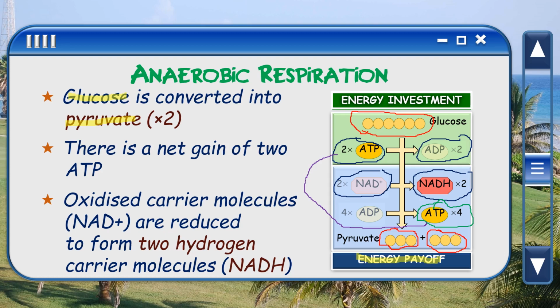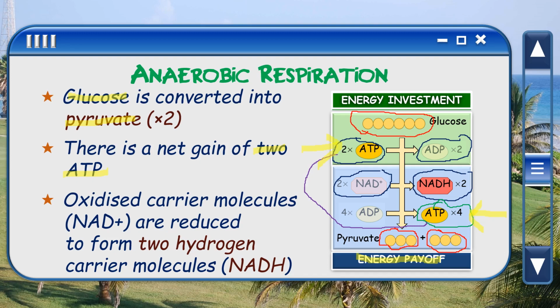So we are saying that glucose is converted into pyruvate, 2 of them, and the net gain is only 2 ATP. We have seen that one. Here we say that we had to use 2 ATPs in the beginning, and at the end we produced 4 ATP. So you use the 2, and the net production will be only 2 ATP.